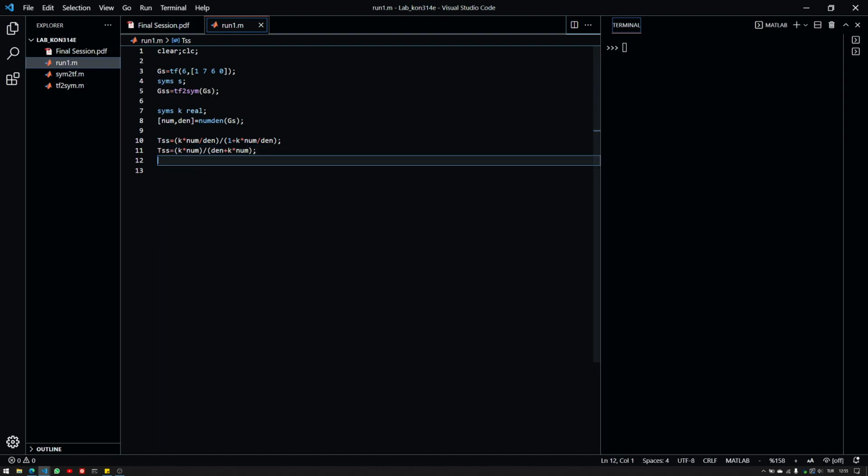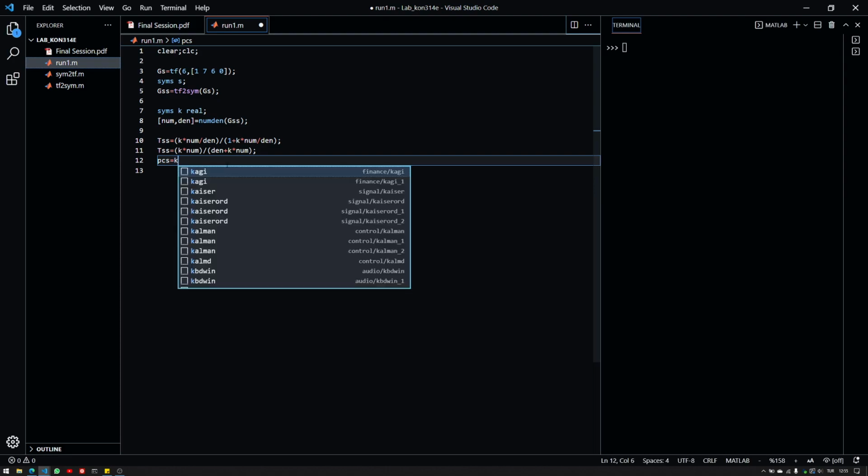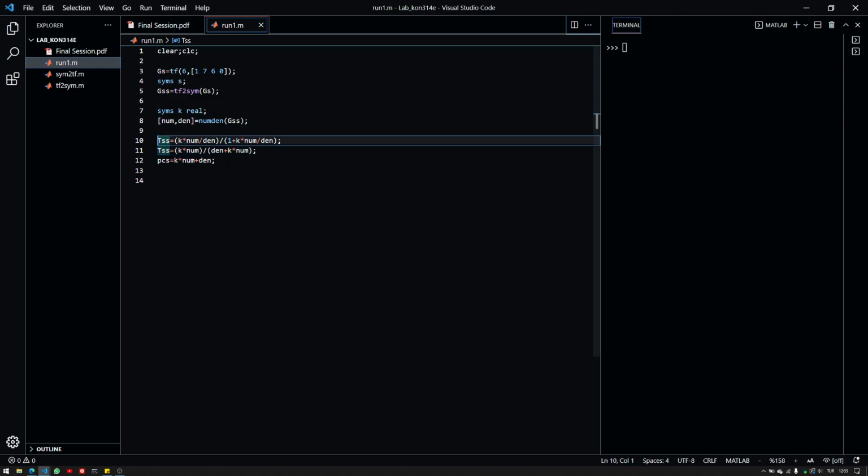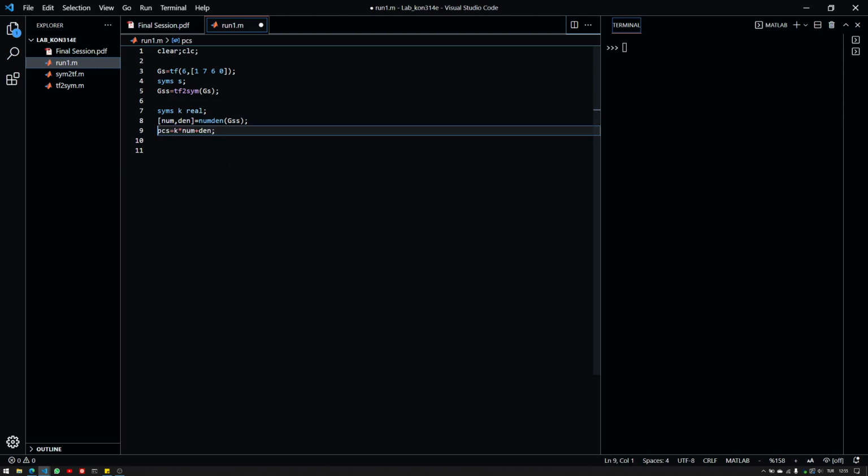What I can also see is that the numerator here, num, is a polynomial, and den is also a polynomial. So the combination here is also a polynomial, which shows me directly that the characteristic polynomial would be k times num plus den. So I don't have to really define this here. I can just directly conclude that my closed loop characteristic polynomial would be k times num plus den.